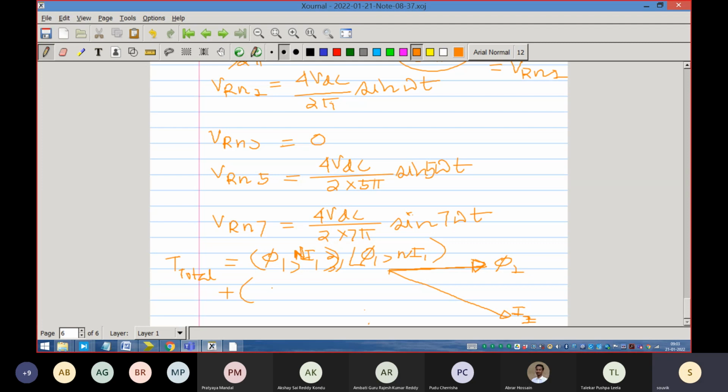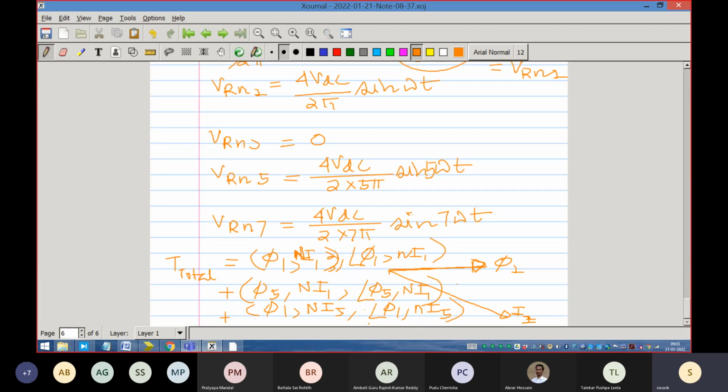Plus, let us now consider the fifth harmonic component: fifth harmonic flux into fundamental current, and the angle between fifth harmonic flux and fundamental current. Similarly, if I take the other one also, there is a fundamental flux and the fifth harmonic current, and the angle between the fundamental flux and fifth harmonic current will also produce a torque.